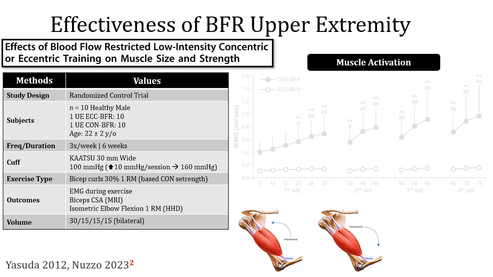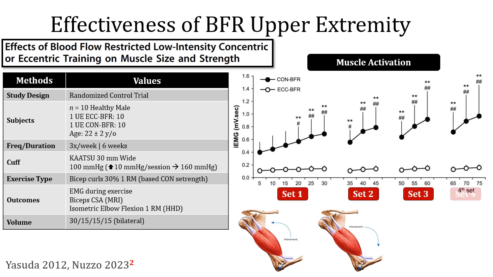And so what did they see? So across the different sets, you're looking at the muscle EMG in microvolts per second, and we're seeing the concentric group in the dark circles, and then the open circles being the eccentric group. And we can see that the eccentric group is having a rather quite low EMG activity across even what should be the more exhausting sets of 3 and 4.